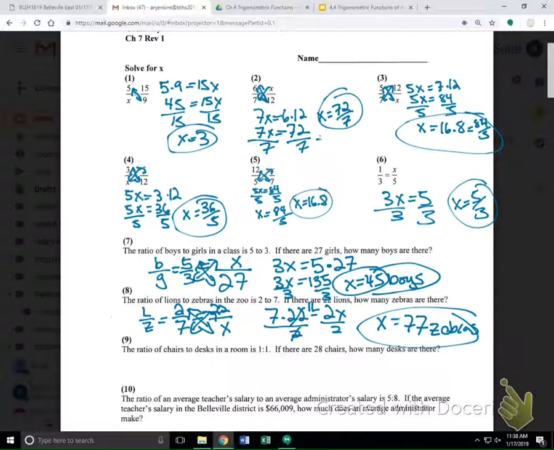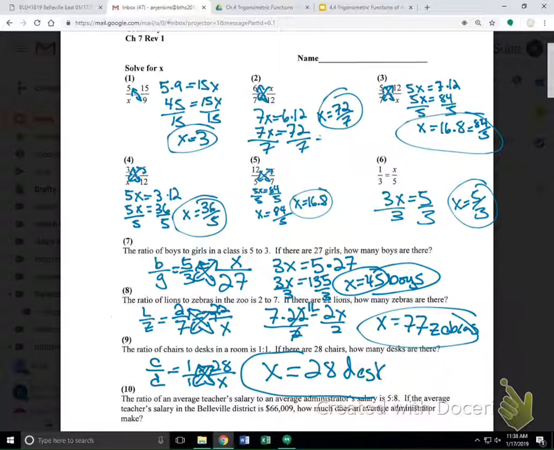Okay, so we're in a room here, and this is true for this exact room. We have desks and chairs. So chairs to desks, and that ratio is 1 to 1. If there is 28 chairs, how many desks do we have? So we're going to cross multiply. Be careful. We get 1 times x and 1 times 28. It gives me x equals 28. We're going to have 28 desks.